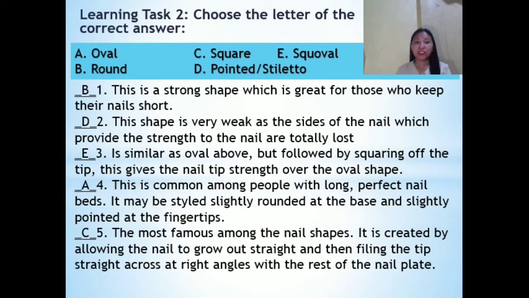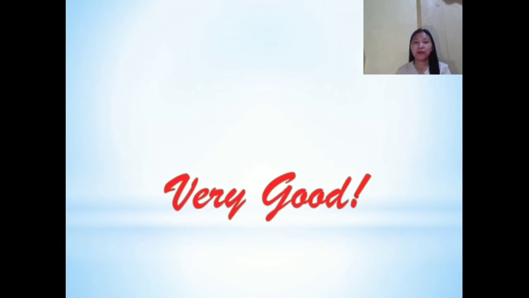Now let's check your answer. Number 1, letter B. Number 2, letter D. 3, E. Number 4, A. The number 5 is C. Did you get it all correctly? Very good. Class, we can shape our nails by trimming them.